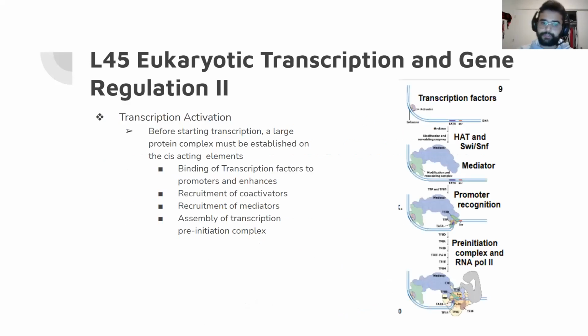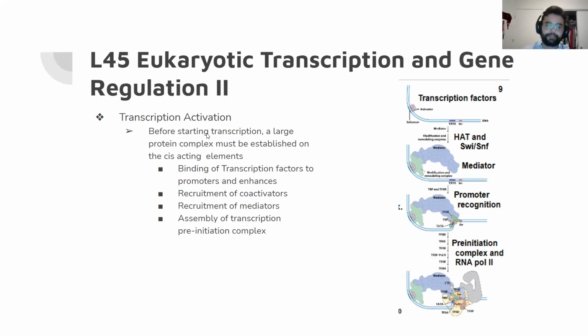So how do we activate transcription in eukaryotes? Before starting transcription, usually a large protein complex will be established on a cis-acting element of our DNA. And remember, a cis-acting element is any area of the DNA that's going to be having some effect, either repressing or activating. So it's going to be in the DNA. So this is usually the order that goes.